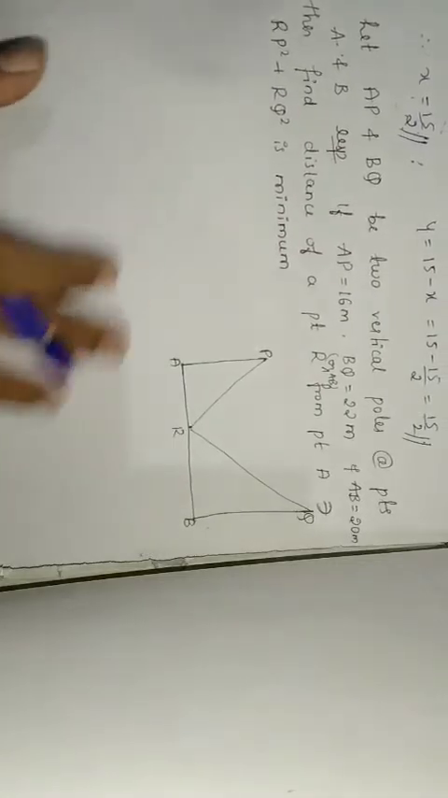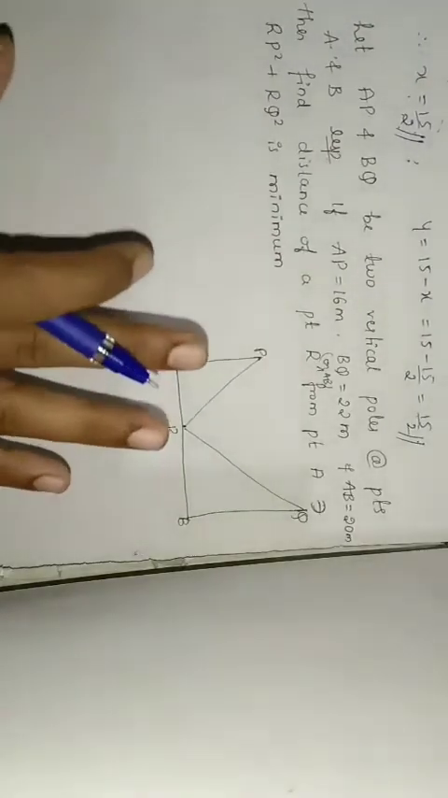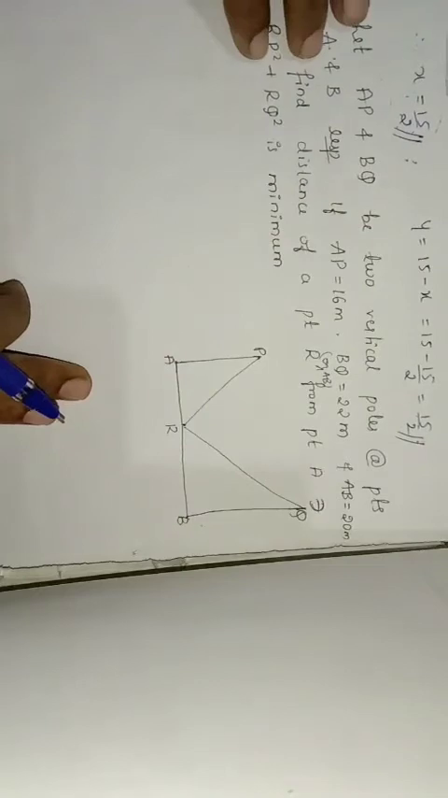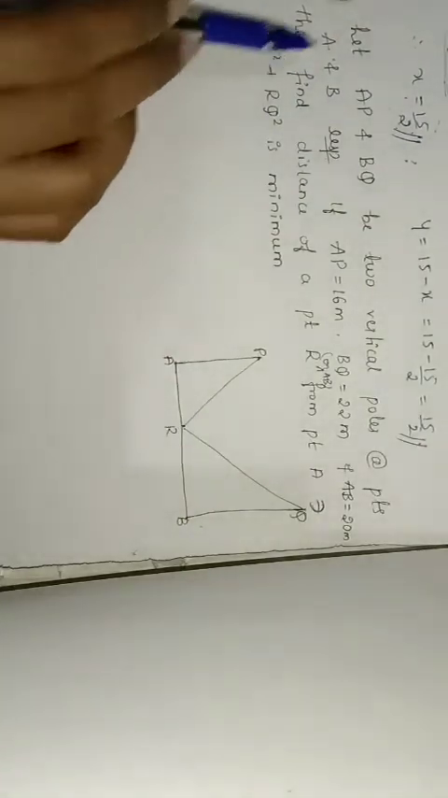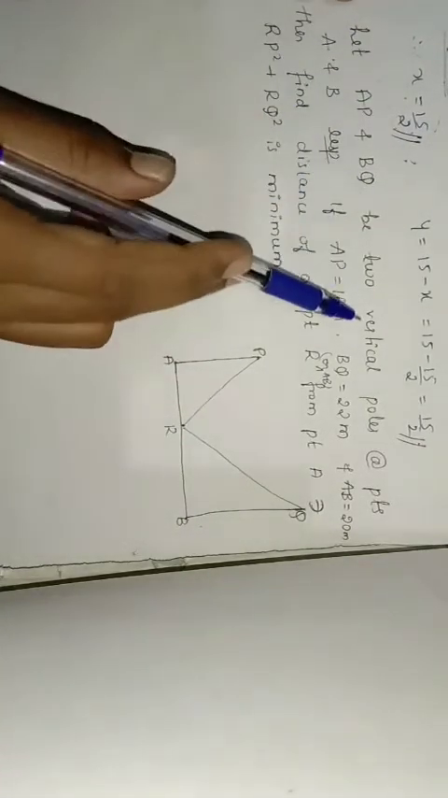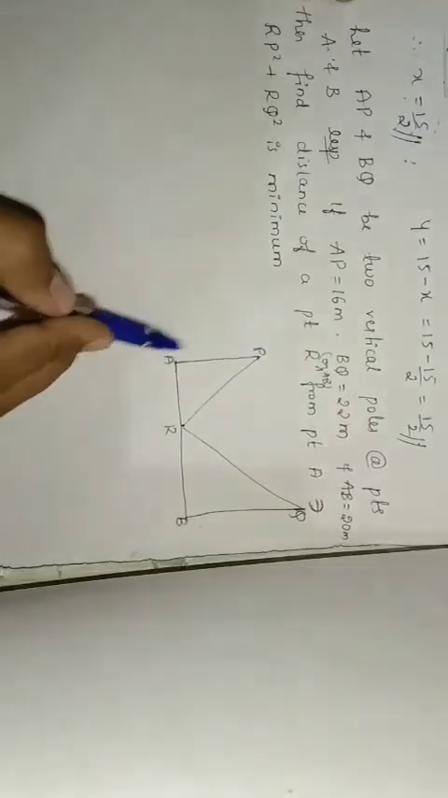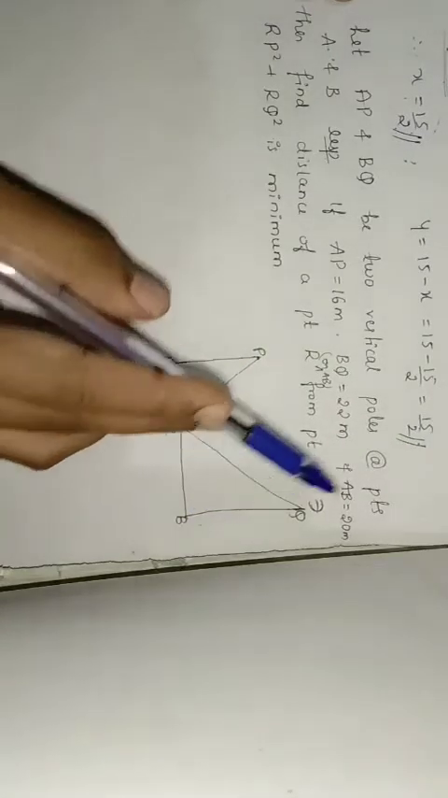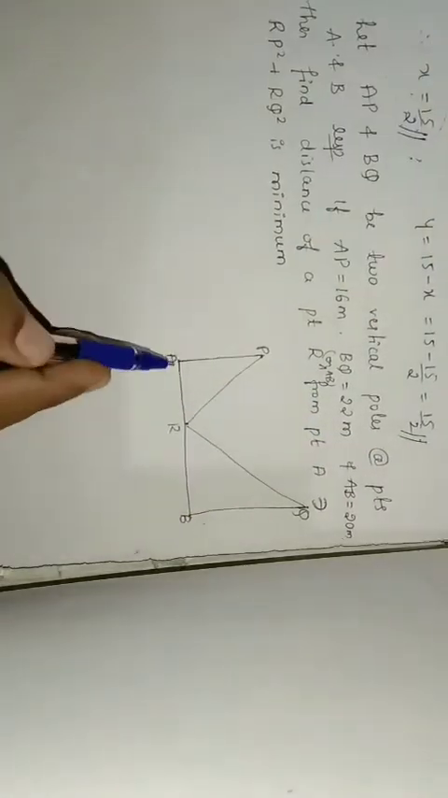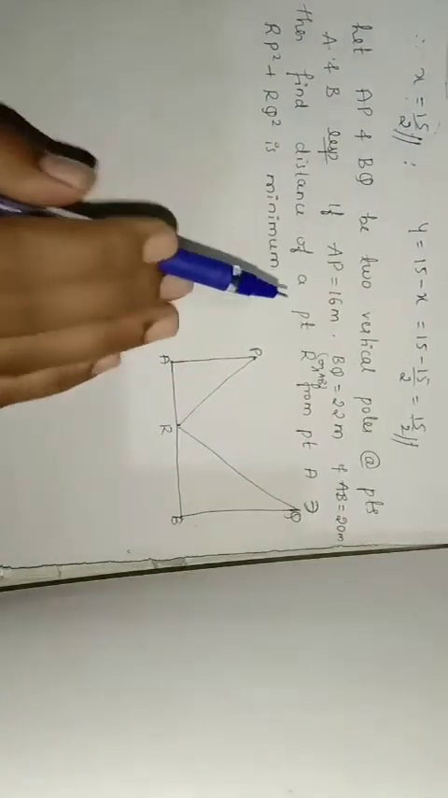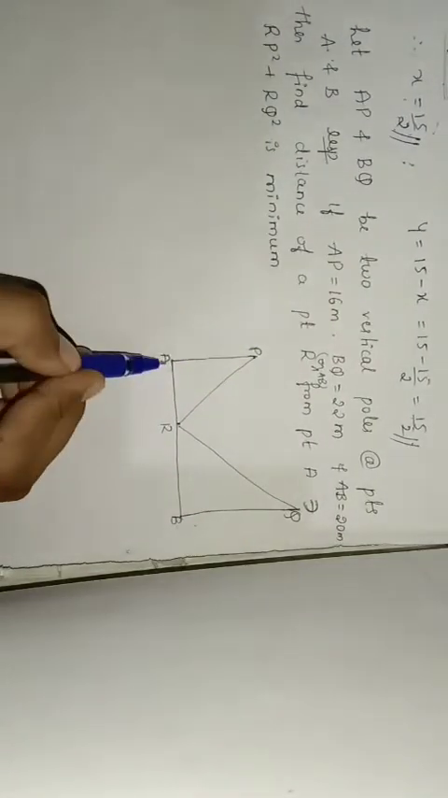See, we have the second question. So this is quite interesting. We will explain this diagrammatically. See, let AP and BQ be two vertical poles. So AP and BQ, see, they are vertical. So AP and BQ be two vertical poles at points A and B.